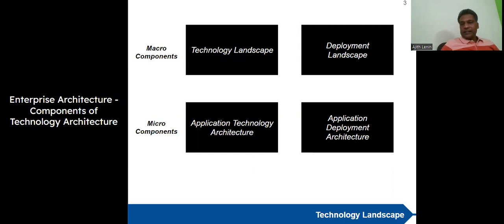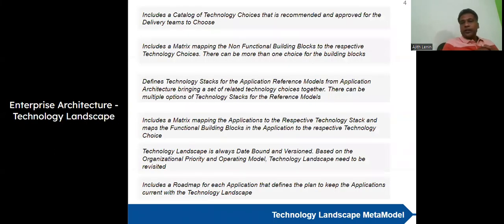Let's start with the technology landscape. As I explained, it's basically a catalog of technology choices that is recommended or approved for the delivery teams or developers to use. It's a catalog from which they can choose. It also gives a matrix mapping the non-functional building blocks to the technology components, right? One non-functional building block could be mapped to one or more choices, and that will give the application teams a choice to choose from.